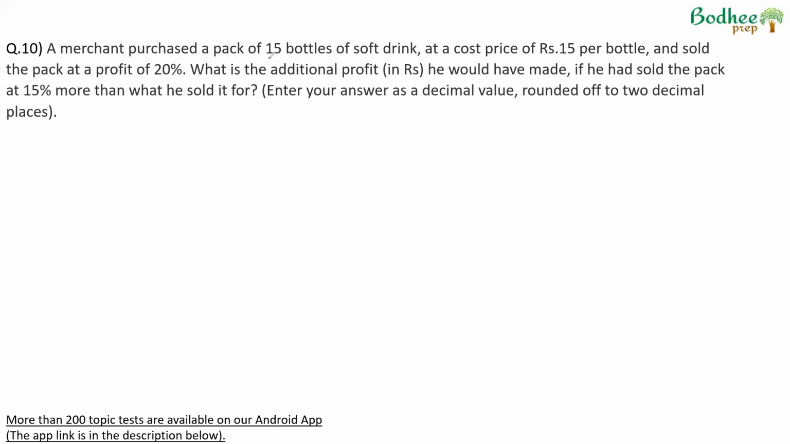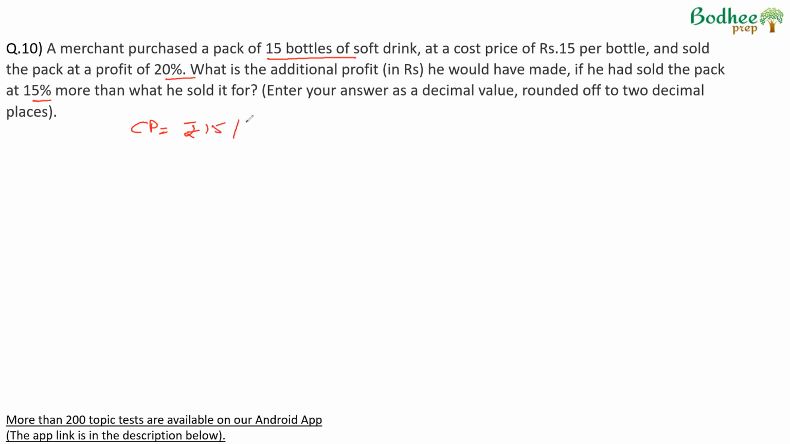A merchant purchased a pack of 15 bottles of soft drink at the cost of rupees 15 per bottle and sold the pack at a profit of 20%. What is the additional profit he would have made if he had sold the pack at 15% more than what he sold it for? Enter your answer as a decimal value, round off to 2 decimal places.